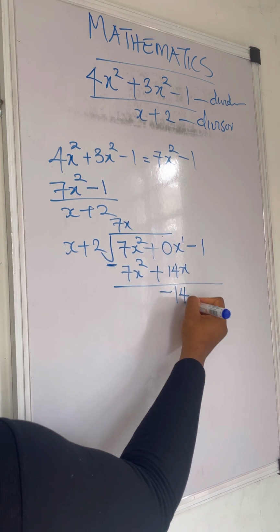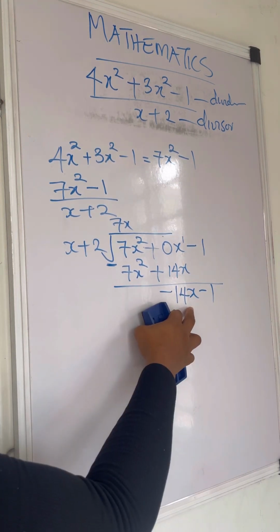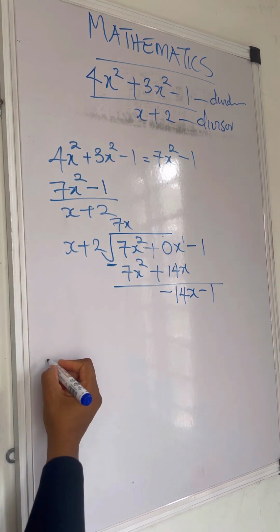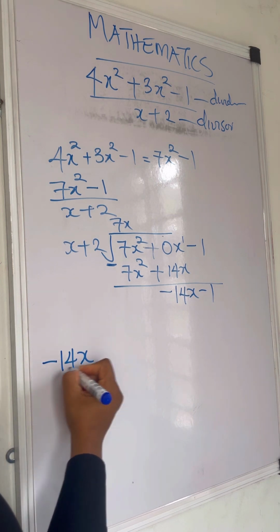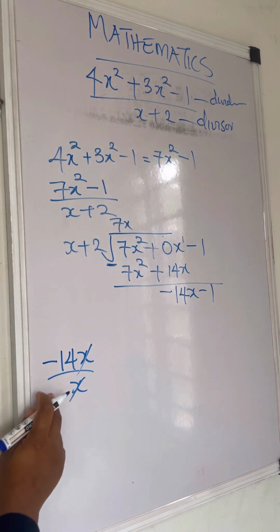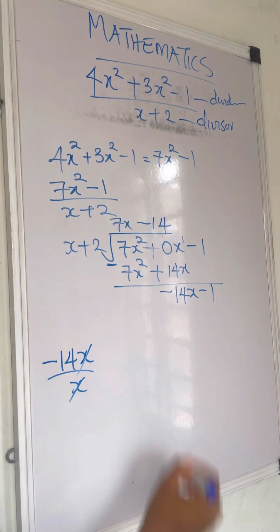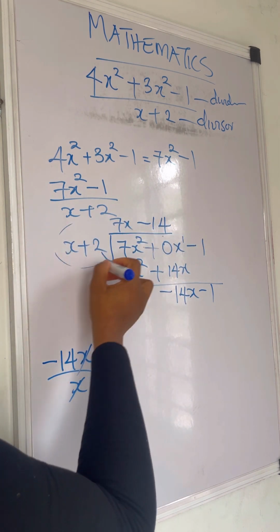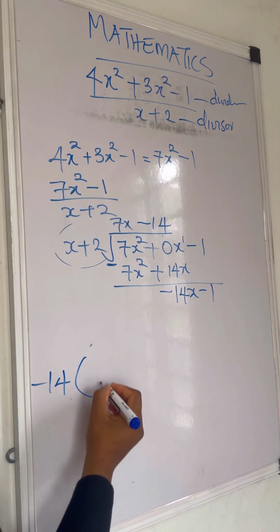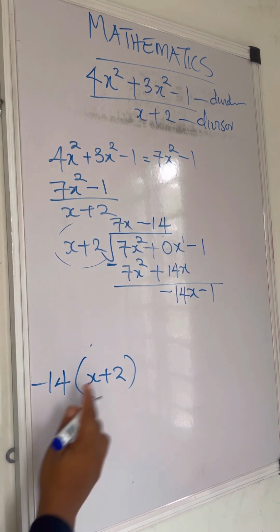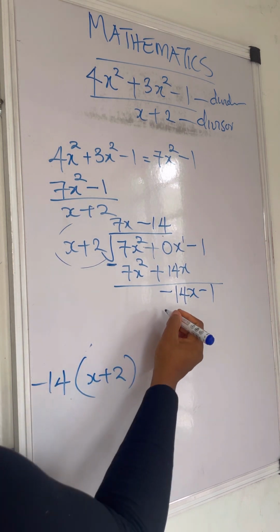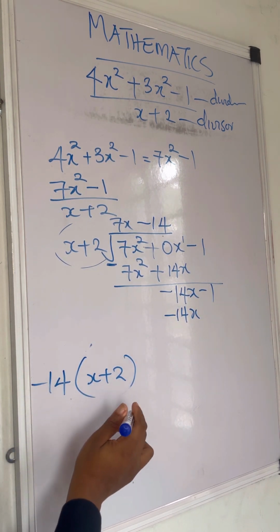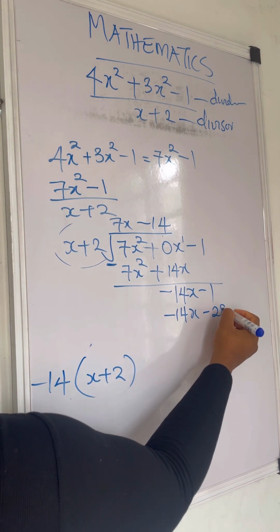So we bring down that minus 1. Then we divide the first term of the dividend by the first term of the divisor. So to divide that, it's going to be minus 14x divided by x. So this goes, and we're left with minus 14. So we write down that minus 14 here. So we're going to multiply the whole of this minus 14 by the whole of the divisor, minus 14 times x plus 2. So we are going to have minus 14 times x, we're going to have minus 14x, and minus 14 times 2, we're going to have minus 28.